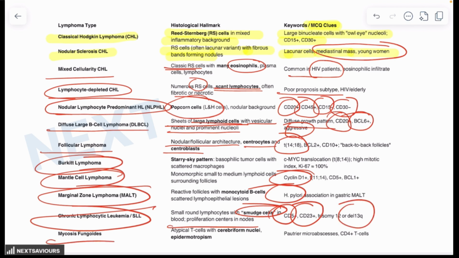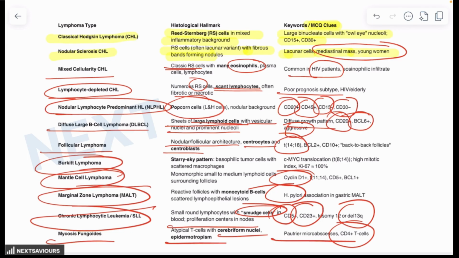Mycosis fungoides, again, very easy for you to identify on the basis of their clinical appearances, there is going to be Pautrier microabscesses with the CD4 plus T cells. In the histology, in the biopsy finding, there's going to be a presence of brain-like nuclei, that is cerebriform nuclei. So this is in a nutshell to summarize.